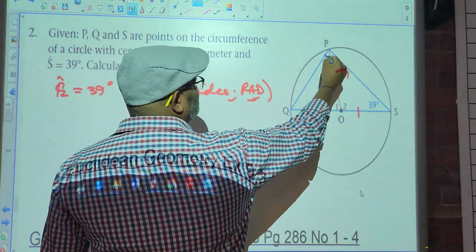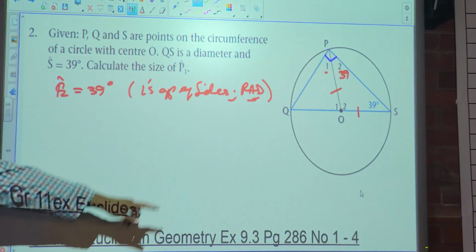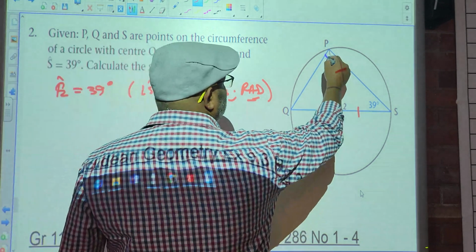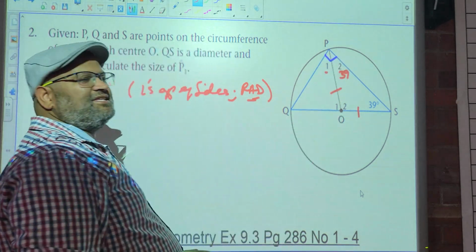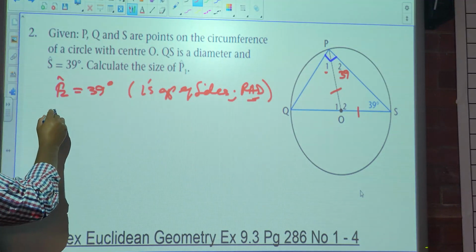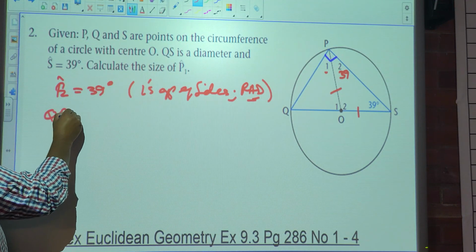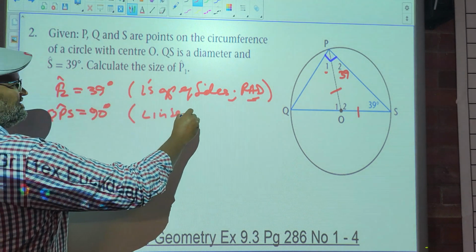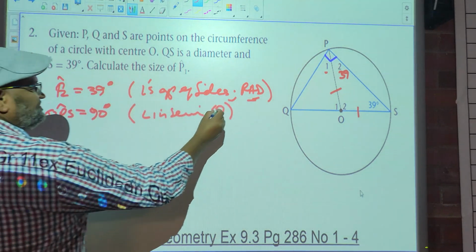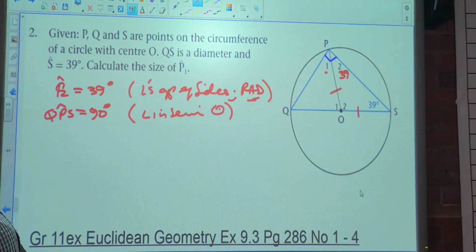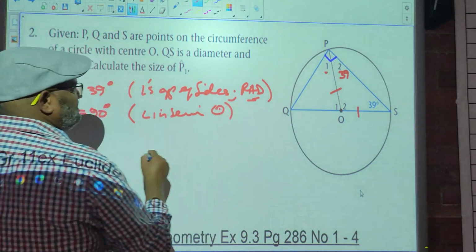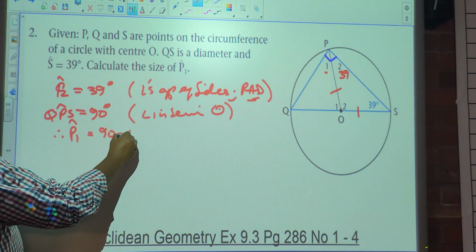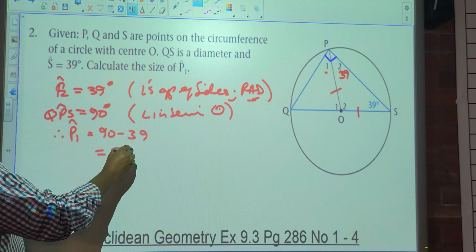Now what? P1 is going to be 90 minus 39. But can I go straight into that? No. What do I have to mention first? That is 90 degrees. So you can just say that angle QPS is equal to 90 degrees. Why? Angle in a semicircle. So therefore, angle P1 is equal to 90 minus 39, which is 51 degrees.